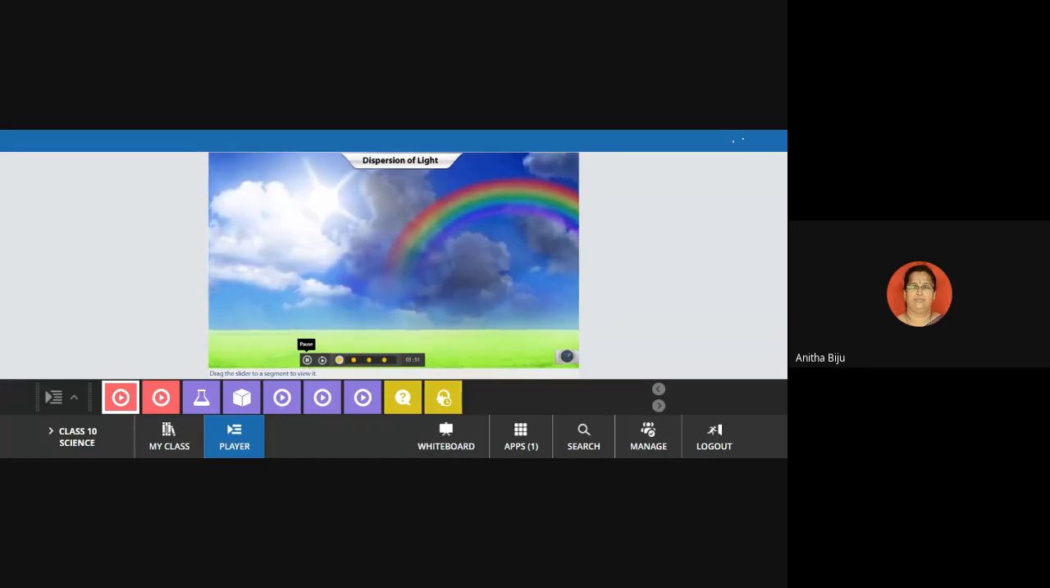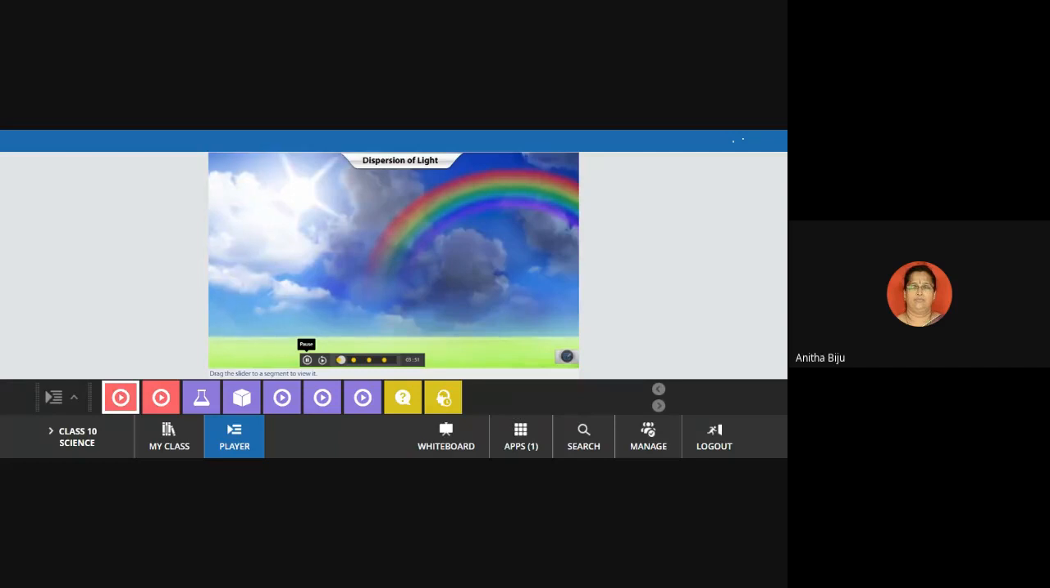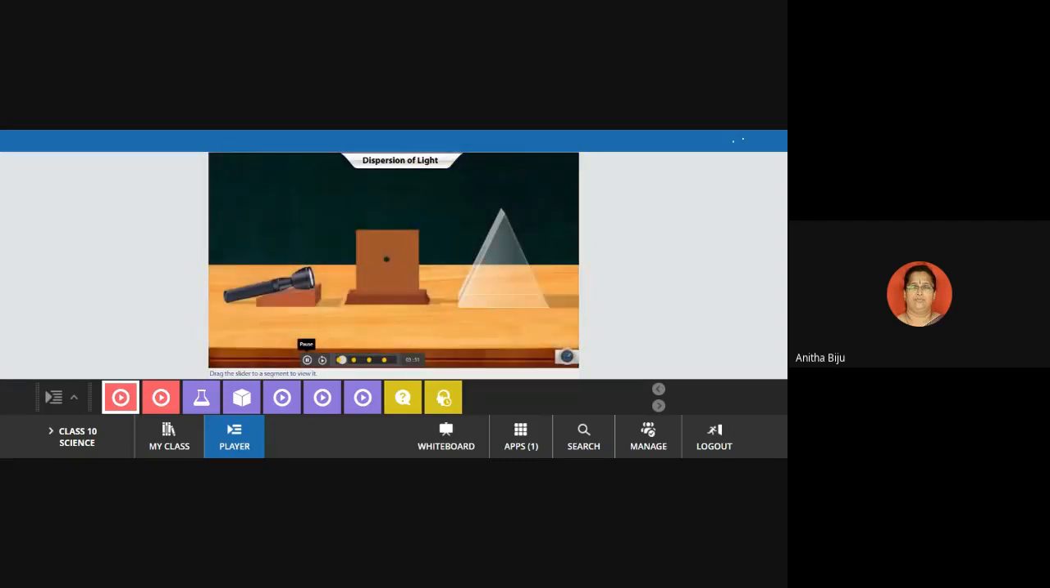Have you ever wondered why you see a rainbow in the sky just after a rain? Where do these vibrant colors come from? Well, this can be explained by the phenomenon of dispersion of light. Let's see how we can create this rainbow ourselves. You will require a white light torch, a cardboard with a pinhole, and a glass prism.